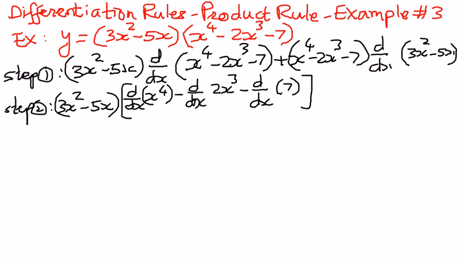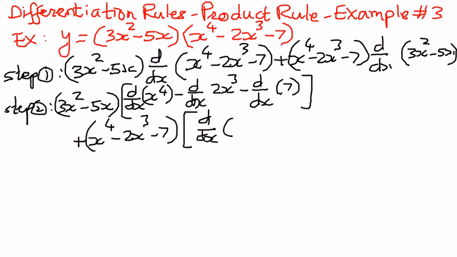And then now we'll take the second part of it and write it down here, plus x to the power of 4 minus 2x cubed minus 7, open brackets. We're going to differentiate each one of those terms there, d by dx of 3x to the power of 2 minus d by dx of 5x, close brackets. So in step 3, we're going to differentiate the terms inside the brackets.